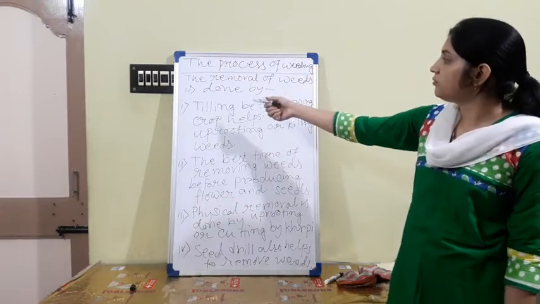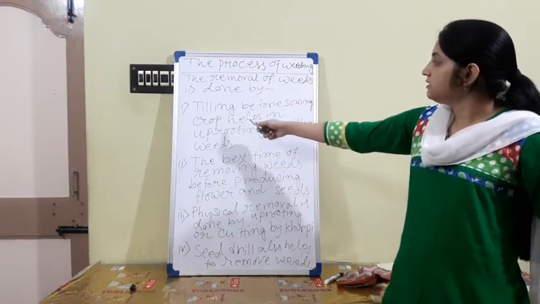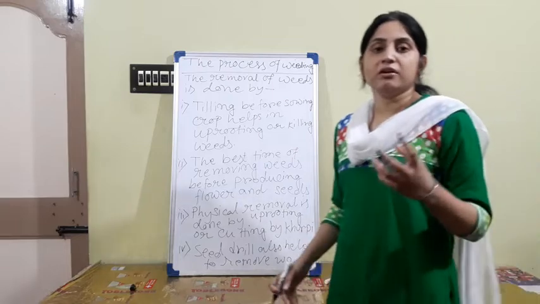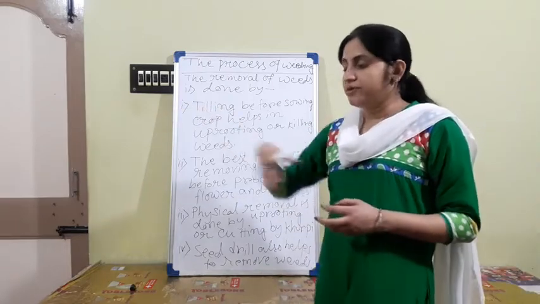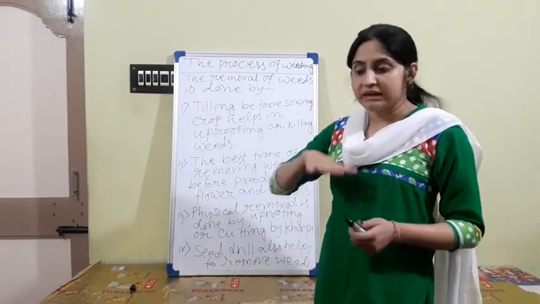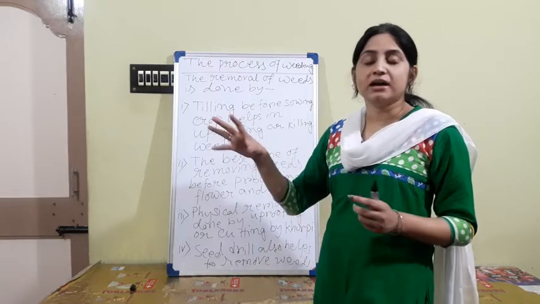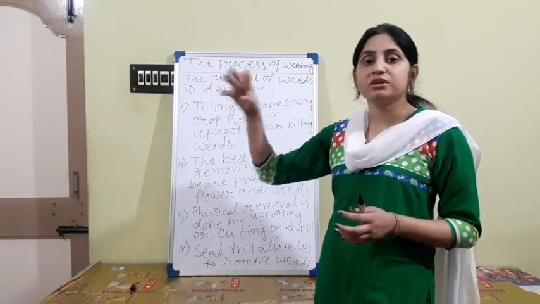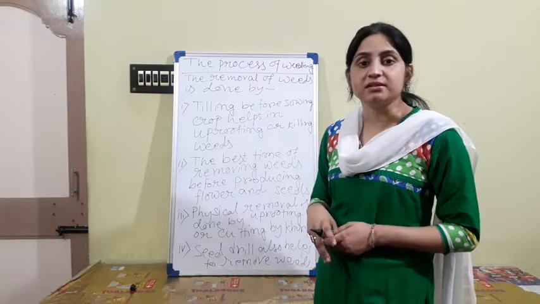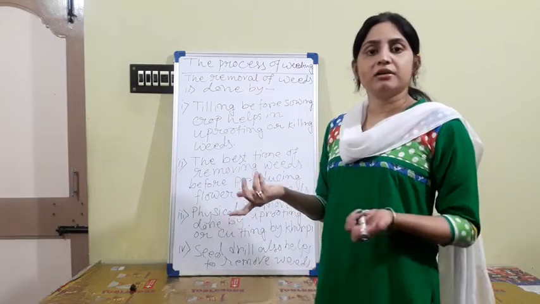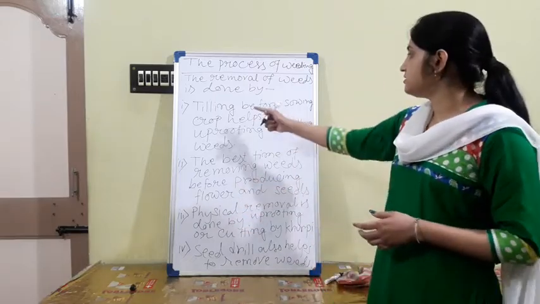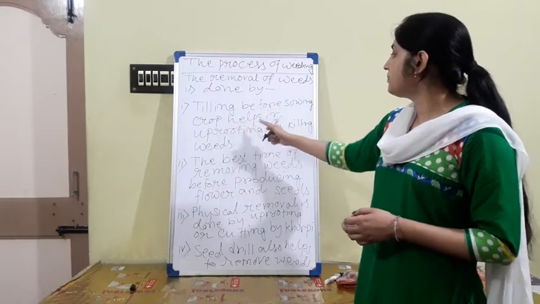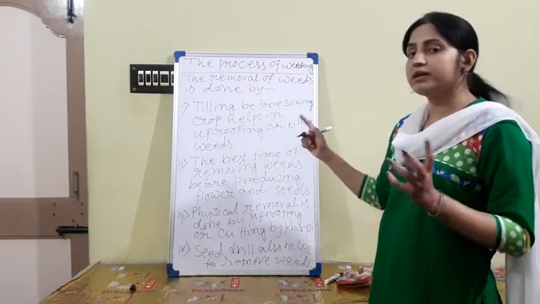The removal of weeds is done by tilling. All of you know that tilling or plowing is the digging or loosening of the soil. When it is done by the plow, so many weeds are also uprooted by this machine. So they dry and are killed. Okay, that is the process. Tilling before sowing crop helps in uprooting or killing the weeds.